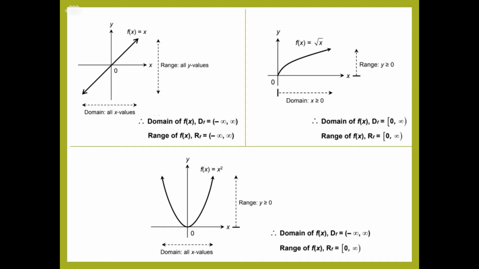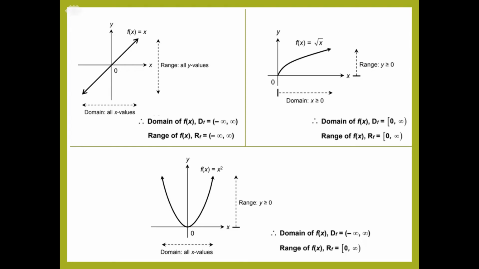Next, for f(x) = x², the graph of this function refers to a parabola or a smile curve above the x-axis. As f(x) is defined for all x values, the domain of f(x) is equal to negative infinity to positive infinity.